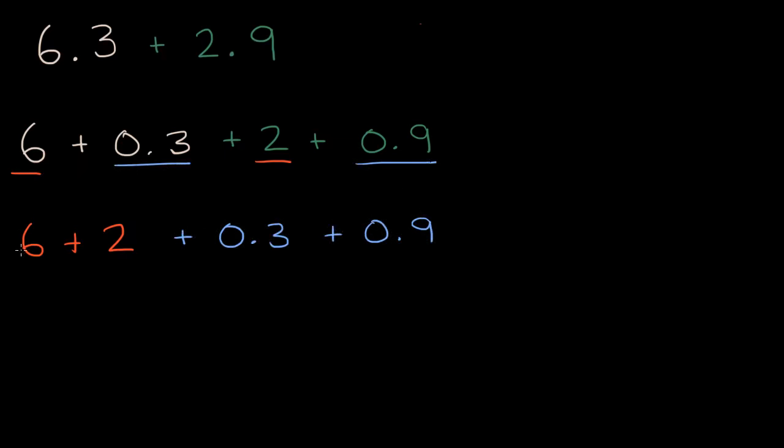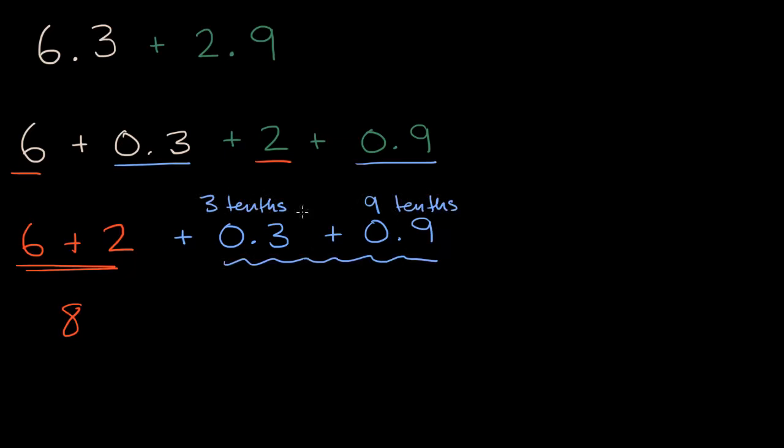And so the 6 plus 2 is pretty straightforward. That is going to be equal to 8. And now what's 3/10 plus 9/10? And this is going to get a little bit interesting. 3/10 plus 9/10, and I could write it out. I could say this is 3/10, this is 9/10. Well, 3/10 plus 9/10 is equal to 12/10. But how do we write 12/10 as a number?